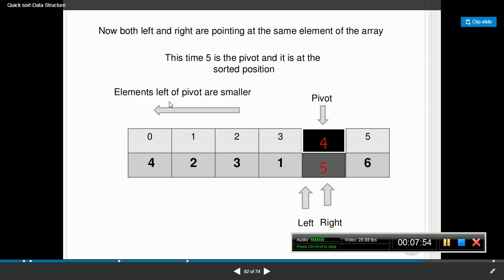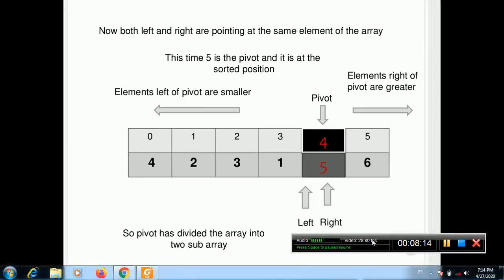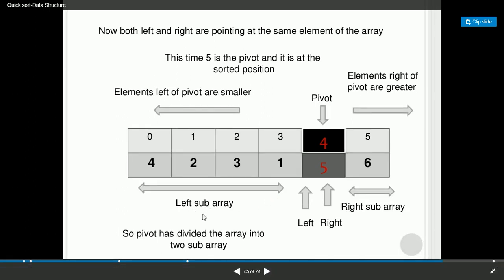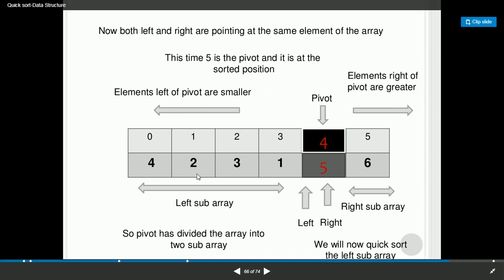Next, elements to the left of the pivot are smaller. We can see each element in the left array is less than 5, and the right array is greater than the pivot element. So the pivot has divided the array into two subarrays, the left subarray and the right subarray. This is the left subarray and this is the right subarray. We will now quick sort the left subarray. Again we can divide and conquer. So divide into left and right subparts.